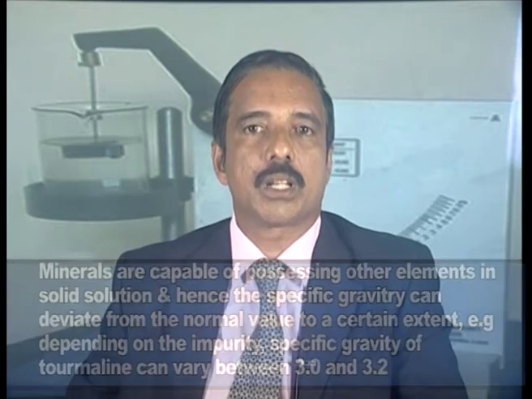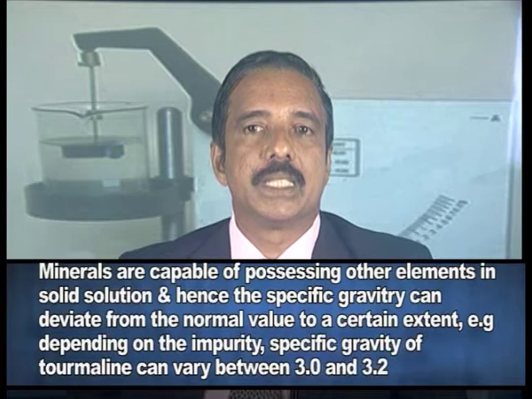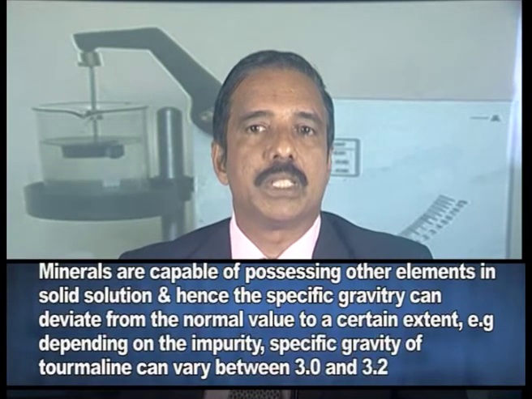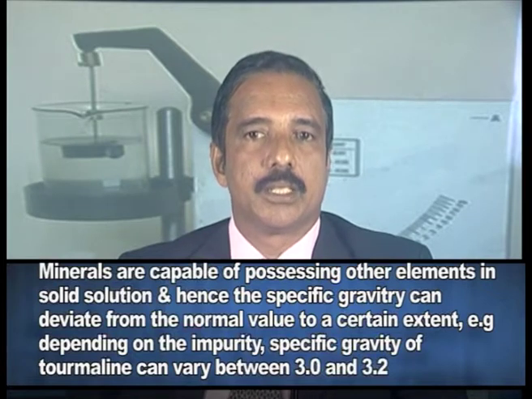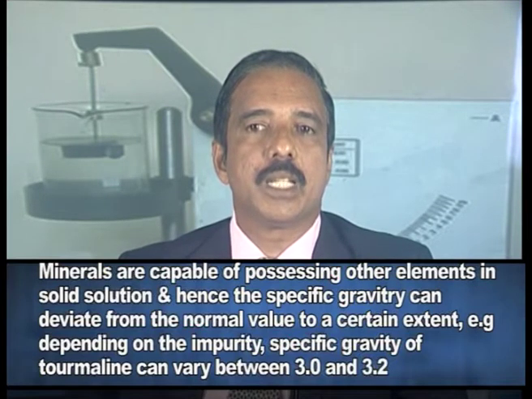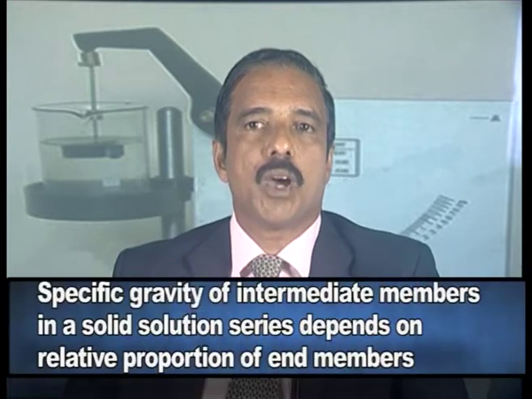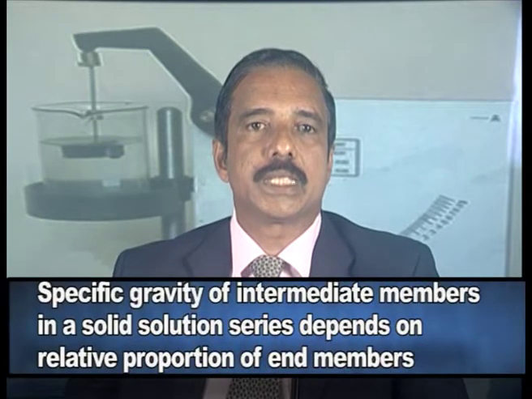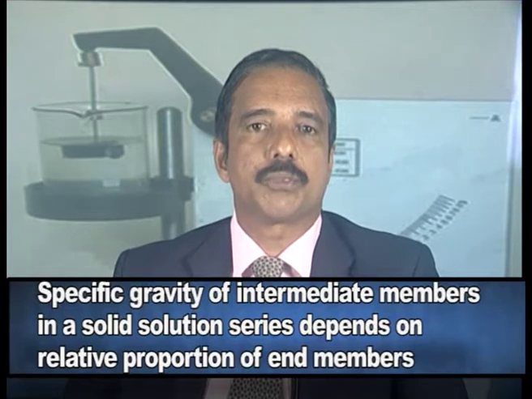Although the specific gravity test offers an important tool in identifying gemstones, 4 factors have to be borne in mind. What are they? Number 1: minerals are capable of possessing other elements in solid solution, and hence the specific gravity can deviate from the normal value to a certain extent. For example, depending upon the impurity, the specific gravity of tourmaline can vary between 3 and 3.2. Number 2: the specific gravity of intermediate members in a solid solution series depends on the relative proportions of the end members.